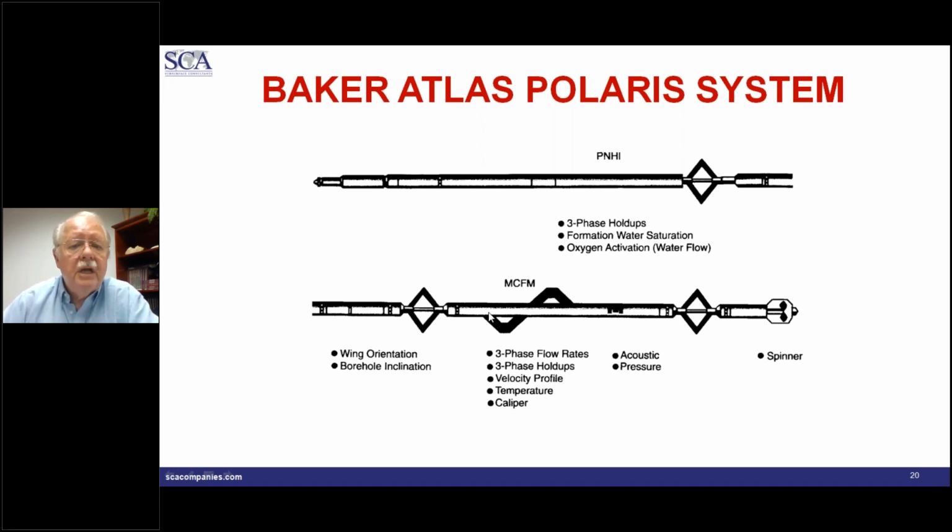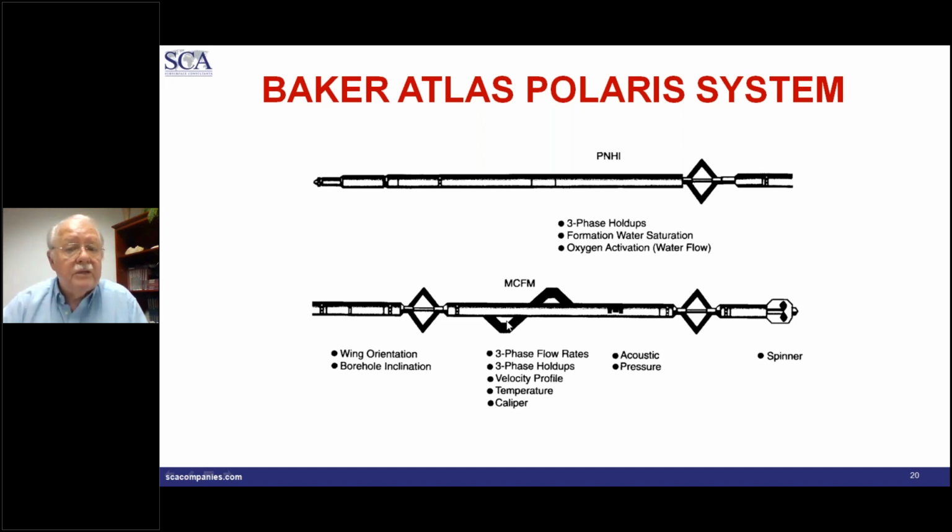Anyway, Shell got together with Western Atlas at that time, currently the predecessor company to Baker Hughes's General Electric position right now. Anyway, this Polaris system is set up something like this. It had a spinner on the end, a small diameter spinner. Ooh, you don't want a small diameter spinner, do you? Well, wait, I'll show you why we have that. Then they have a thing here called the MCFM, multi-capacitance flow meter.